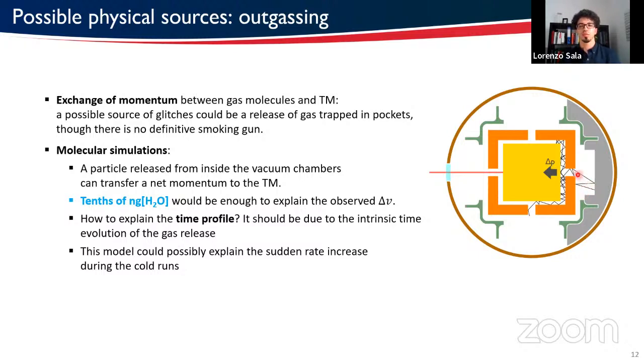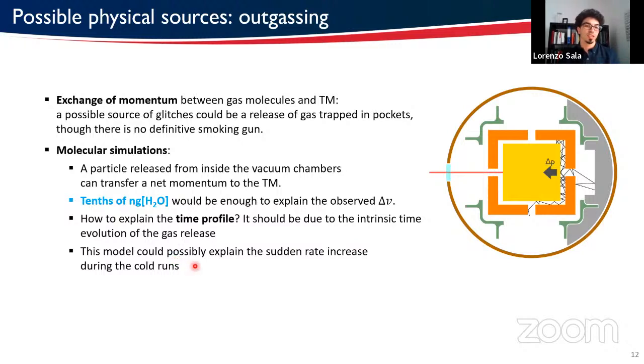And actually, before leaving the vacuum chamber and being vented to space, the molecules could hit the test mass and transfer a net momentum to it, giving a differential pressure between the opposing faces. What is remarkable is that just a fraction of nanograms of water would be enough to explain the observed picometers per second typical glitch. What is a bit harder to explain would be the time profile, but if you're interested in more details, you can find them in the paper, of course.